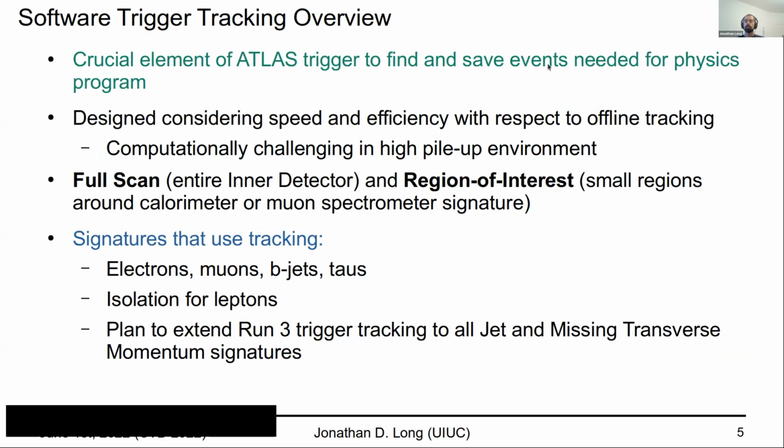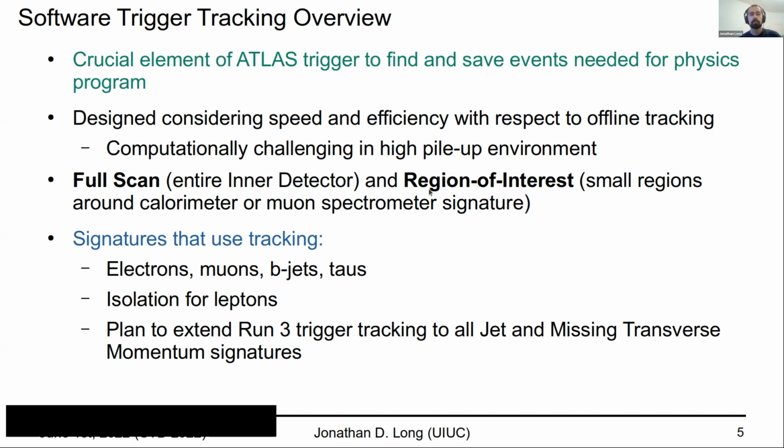So, overall, running tracking in the trigger is extremely important to the physics program of ATLAS. It allows us to find the events that we're interested in, as well as rejecting all of those that we don't want. And since it's running with time constraints, it's designed with speed in mind, and especially efficiency with respect to offline tracking. It doesn't really matter if we reconstruct a track online that we're not going to find offline anyway. We can run it in 2 modes, either over the entire detector, which we call full scan, or in these regions of interest that I was just talking about around some signature.